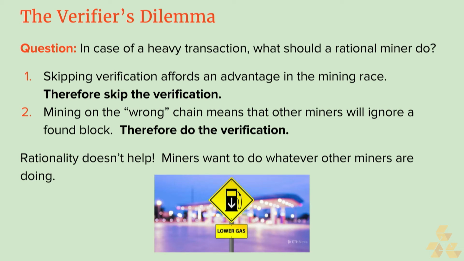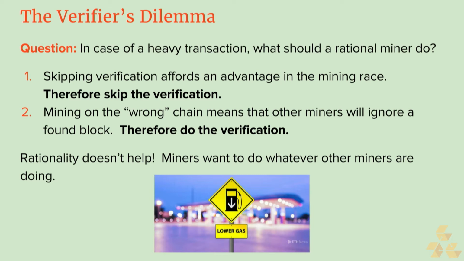The dilemma is, in case a heavy transaction falls on the network, what should a rational miner do? Option one, or rationale one perhaps, skipping verification affords an advantage in the mining race. This is an observation. This means you should skip the verification, because if you get a head start on the next block, you can earn more money, right? Or mine more blocks.